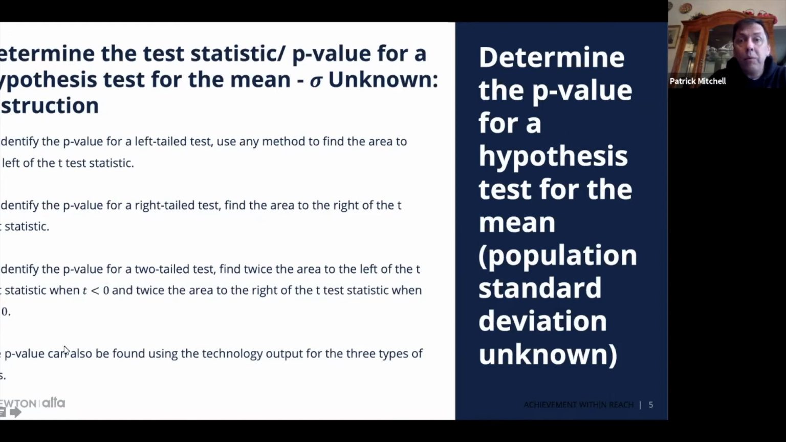All right, and again, we will be using technology. There's really no other way to do it. The only thing you can sort of come close to doing if you're just working with table A3 is to find an interval for the p-value, all right, which is usually good enough, but we may as well use technology.